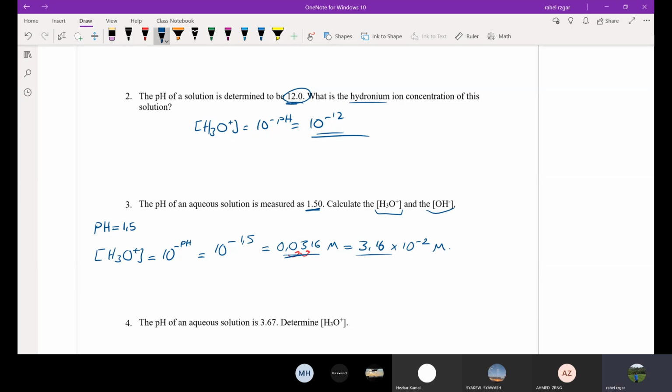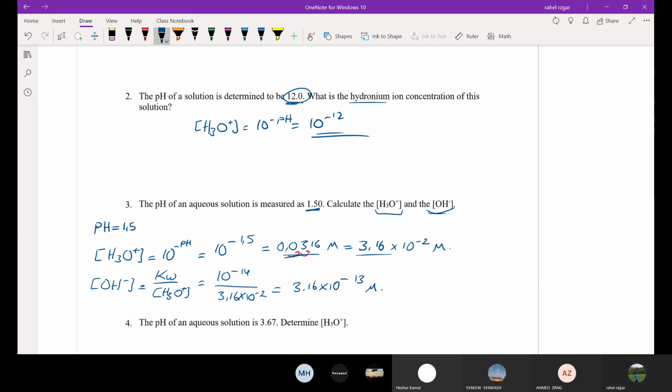Now we have the concentration of H3O. What else is required? OH. Since you have H3O, you can find it like this: Kw divided by H3O. Then it is equal to 10 to the power of negative 14 divided by 3.16 times 10 to the power of negative 2, which equals 3.16 times 10 to the power of negative 13 molar.